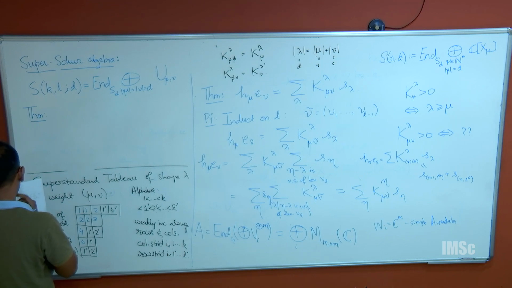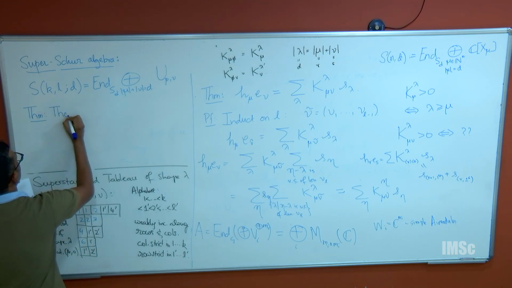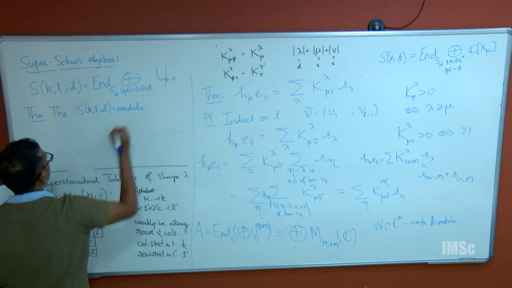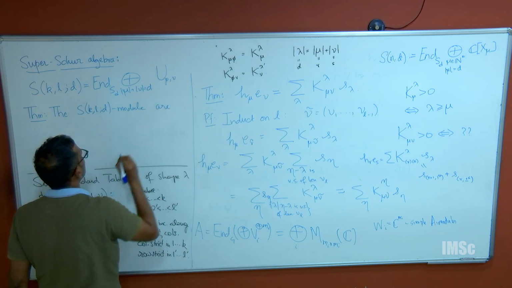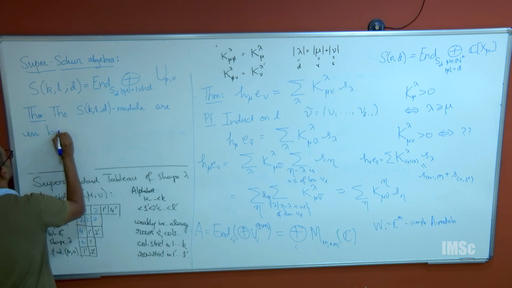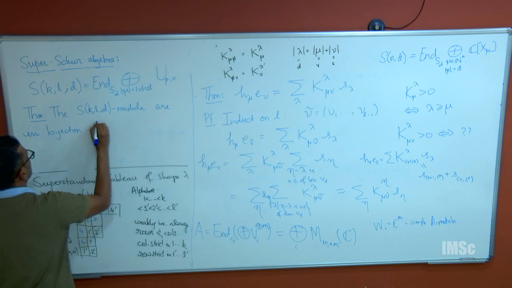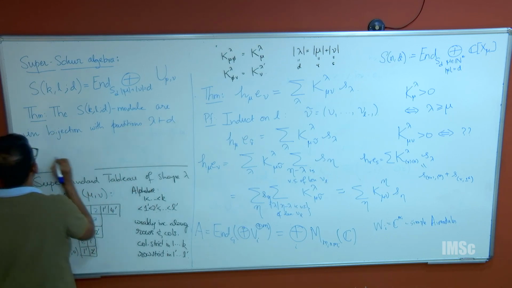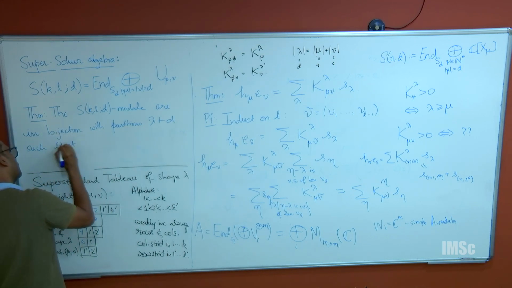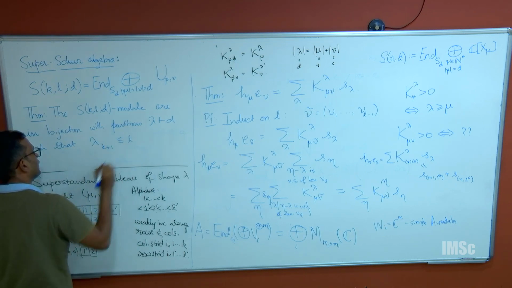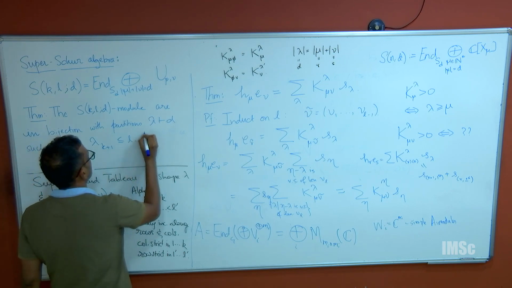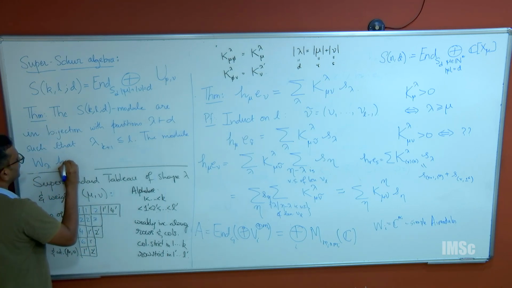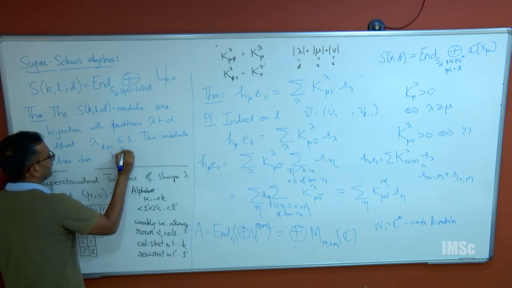So whatever answer you find to this question should also take this example into account. So, can you guess what the simple S K L D modules are? Well, they are in bijection with partitions lambda, but not all of them, such that lambda k plus 1 is less than or equal to L. The module W lambda corresponding to lambda has dimension k lambda.